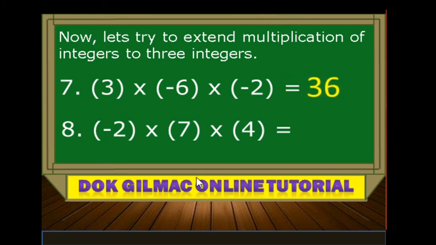Then number 8, we have negative 2 times 7 times 4. Take note, negative 2 times 7 is negative 14, times 4. That is equal to negative 56. So take note of that.